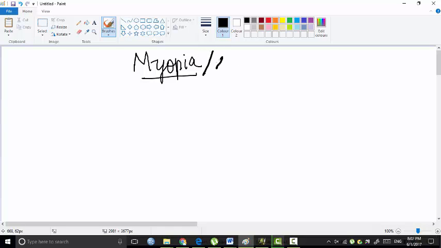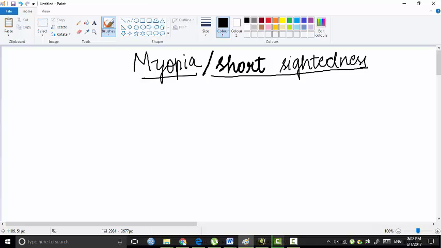Myopia is also called short-sightedness, right? Here there is good vision for near objects when compared to farther objects. But here, what is short-sightedness and myopia? What are the causes?